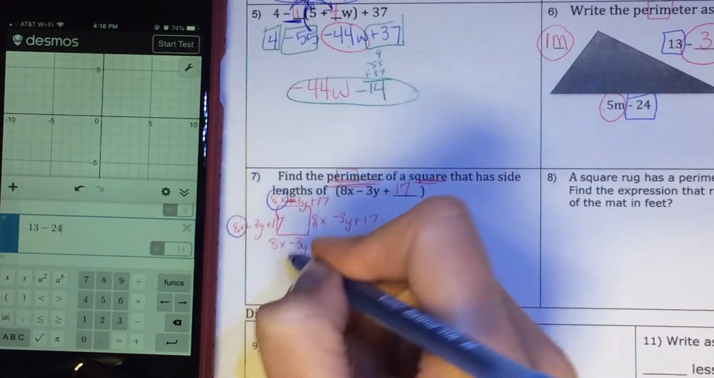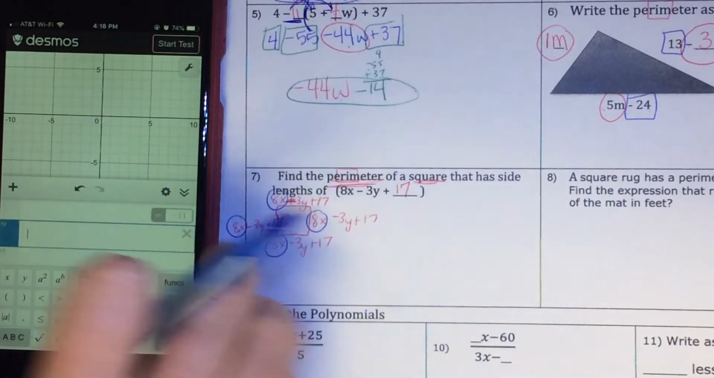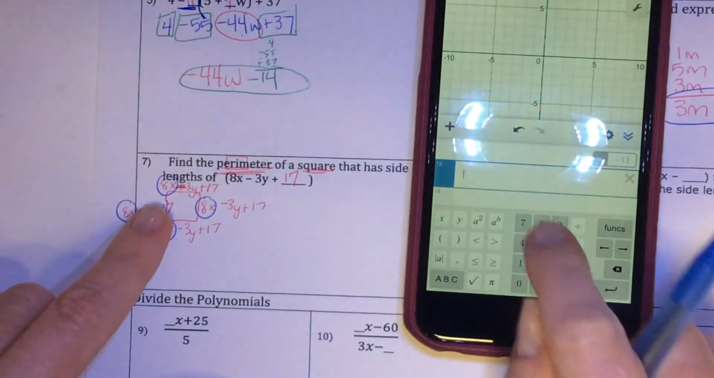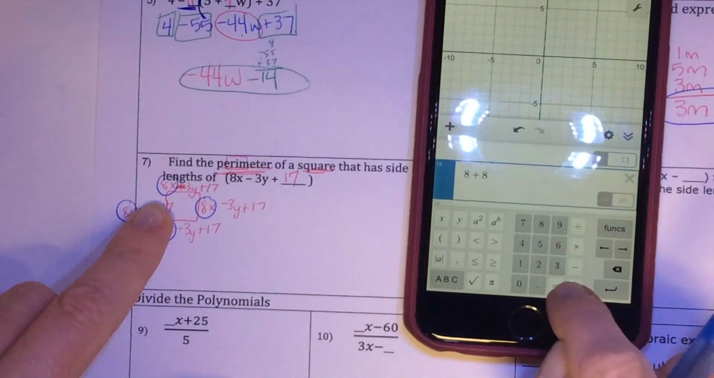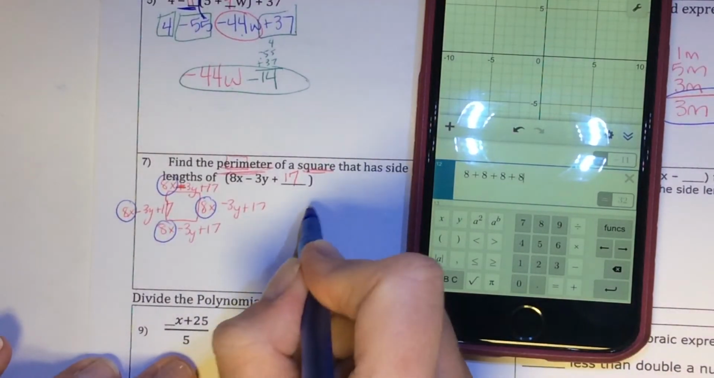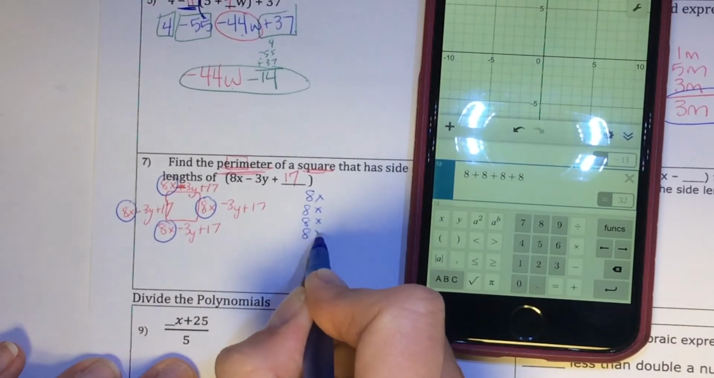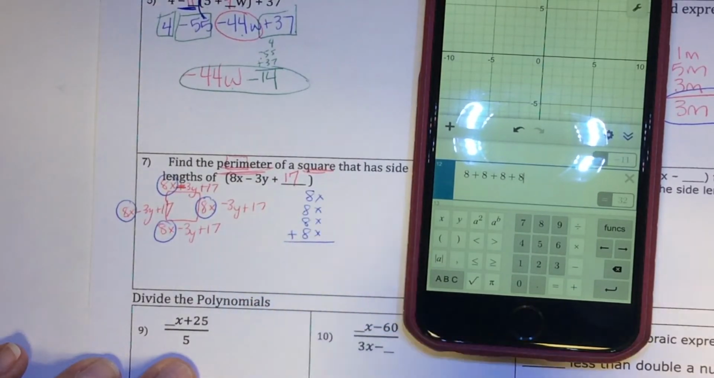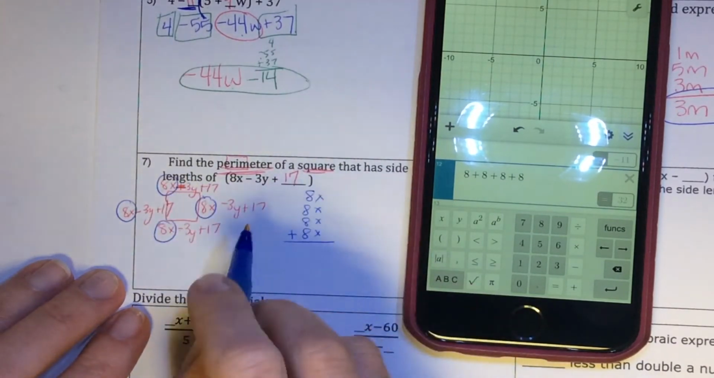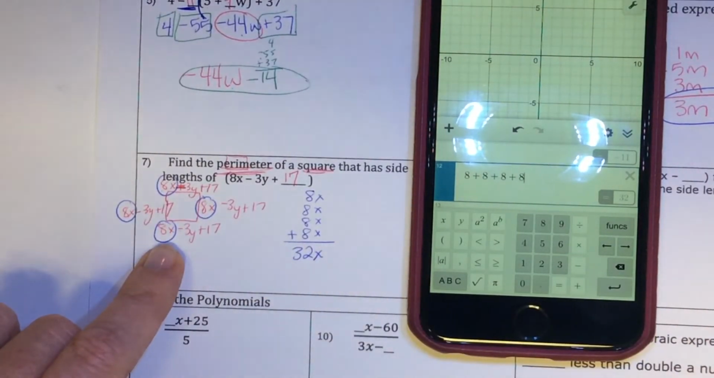We have 8x's, 8x's, 8x's, and 8 more x's. So if you need to, you can get on your Desmos and you can type in 8 plus 8 plus 8 plus 8. And there's another way to do that if you want to do it. 4 sides to a square that are all the same. So instead of doing that, we could just be multiplying one side by 4. But again, I'm showing you this way so that you can see all the details.